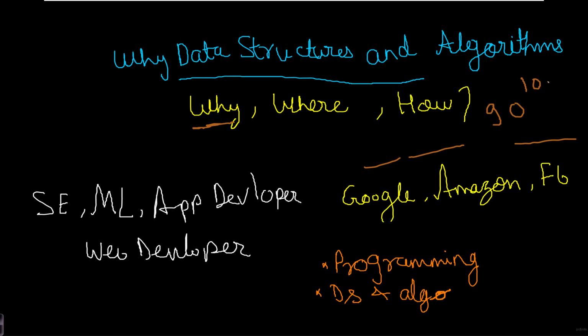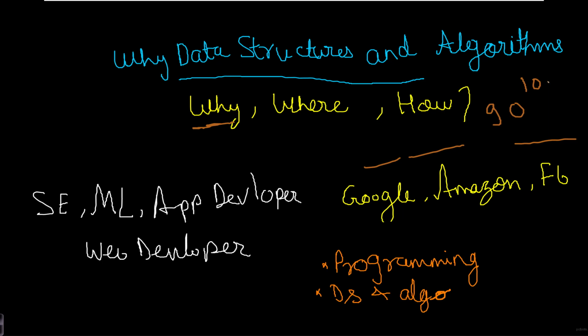Like Google, if you are searching in Google, you can see how fast you are getting the results. In fact, Google is filtering out everything from hundreds of billions of search results. From those billions of search results, how Google is giving you the best result is all because of data structure and algorithm.